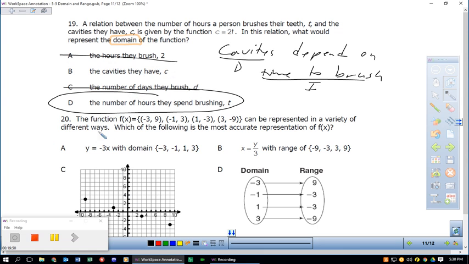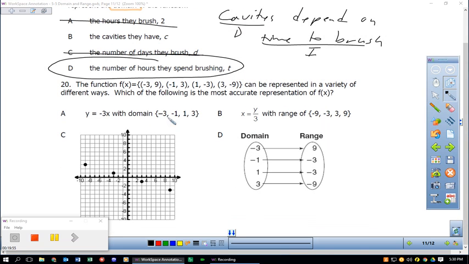Number 20. The function f of x equals, we have a list of ordered pairs, can be represented in a variety of different ways. Which of the following is the most accurate representation of f of x? The first thing I want to look at is these two right here because that's the easiest way to look at it. Negative 3, 9. Well, that would be a point right about here. That does not match up. Negative 1, 3 doesn't match either, so C is just out.